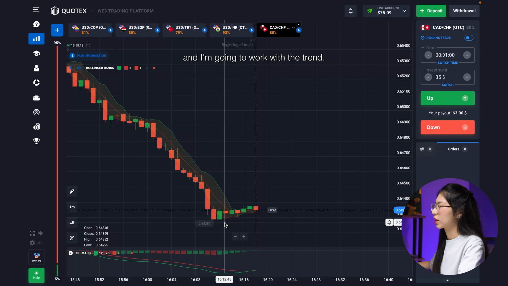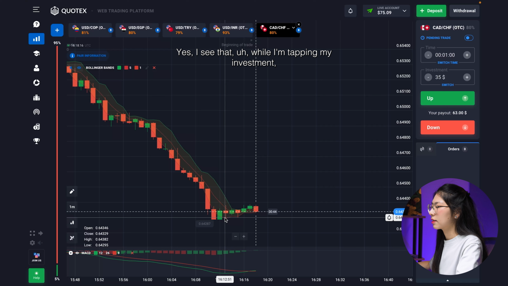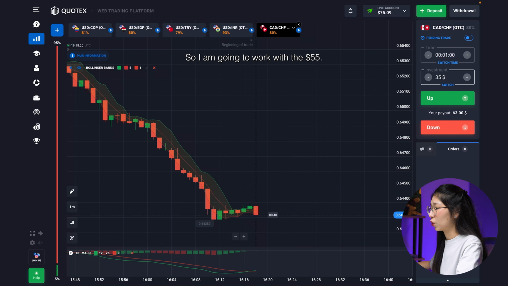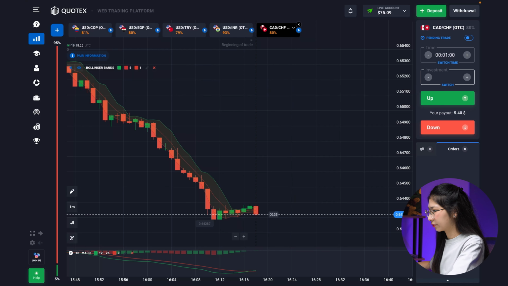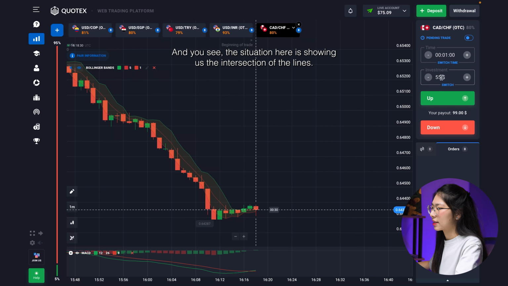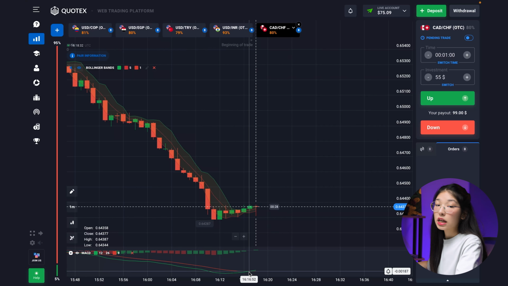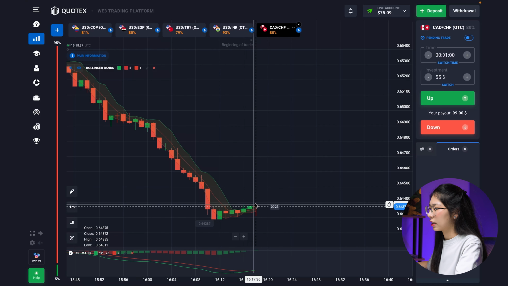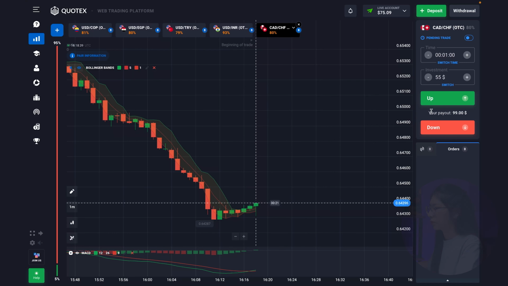and I'm going to work with the trend. Yeah, I see that while I'm tapping my investment, I think it is going to be a little change. I'm going to work with $55. And you see the situation here is showing us the intersection of the lines. So still I think I should try greens. That's why, let's go.